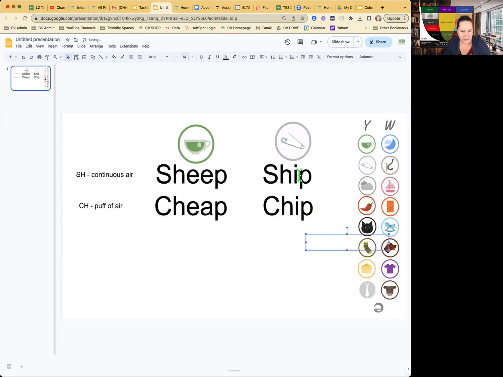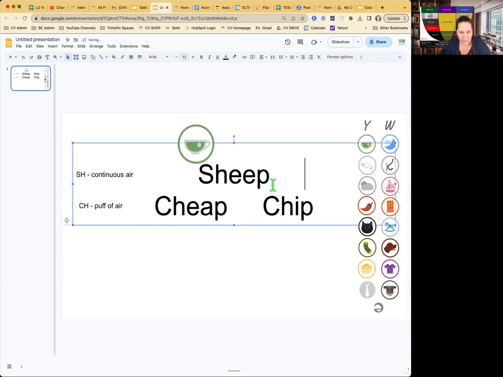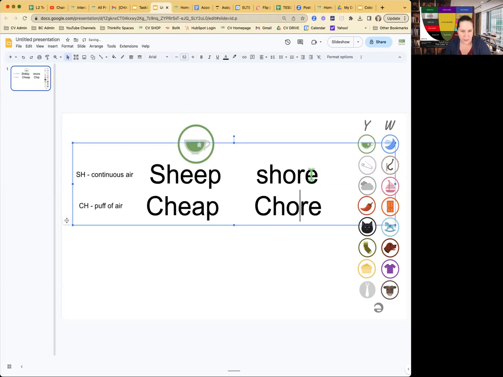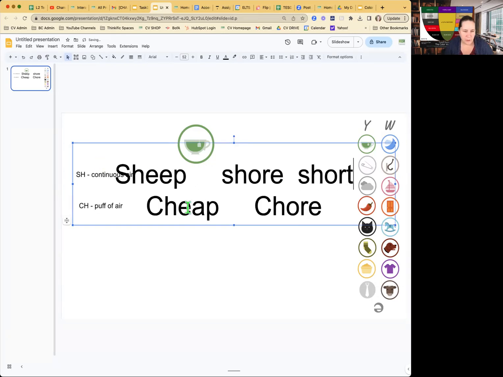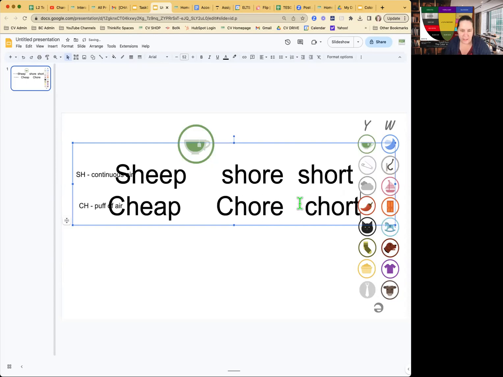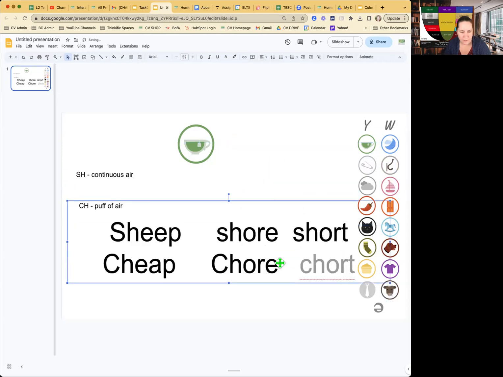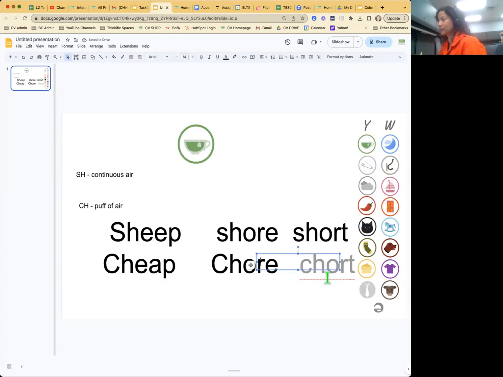So I think I need to make a little, let's see. I want to get rid of these for a minute. Okay. The shore, or also short. So sheep, shore, and chore, short, and then cheap, chore, and then short is not a word of English. I'm just going to put it in gray to show that it's not a word of English. Does that make sense when I say it's not a word of English? Yes. It doesn't mean anything.